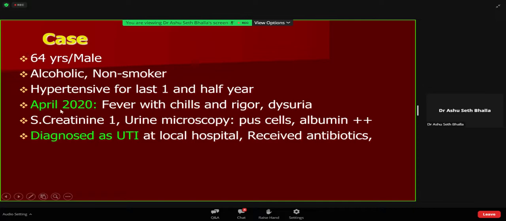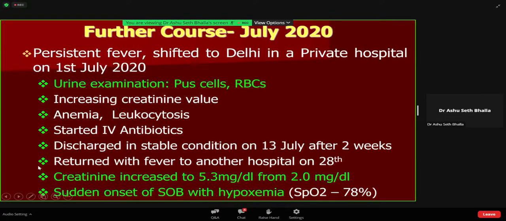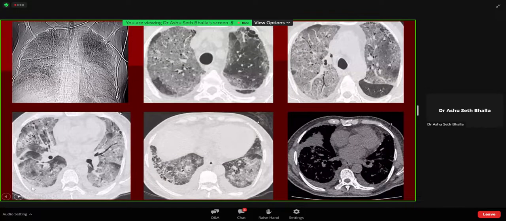So another 64-year-old male, similar kind of story always. Fever, dysuria, being treated as UTI. The patient continues to have persistent fever. Then he's brought here with pus cells, RBCs, deteriorating renal functions, rapidly progressing renal failure, and a sudden onset shortness of breath where the SpO2 drops to 78%. And this is the picture we get.